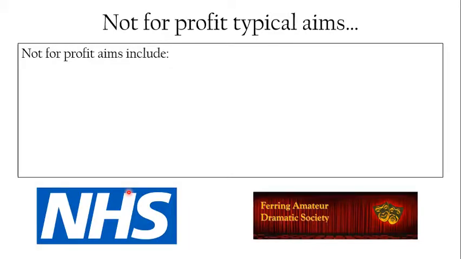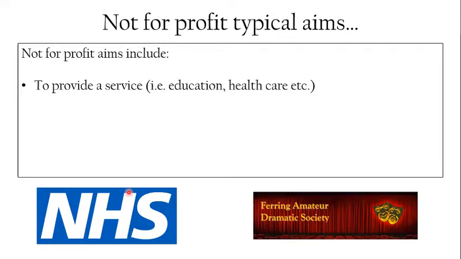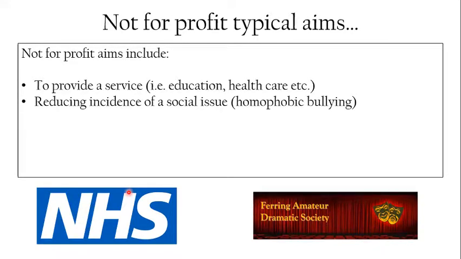But what are the typical not-for-profit aims? Well, they want to provide a service, education, healthcare, whatever that service may be. Maybe a not-for-profit wants to reduce the incidence of a social issue. So there's an organisation called Stonewall that aims to reduce incidents of homophobic bullying.